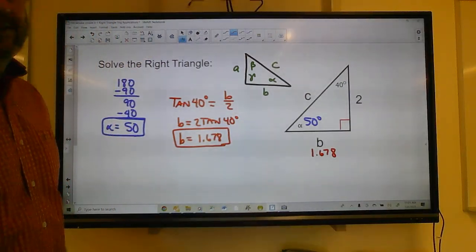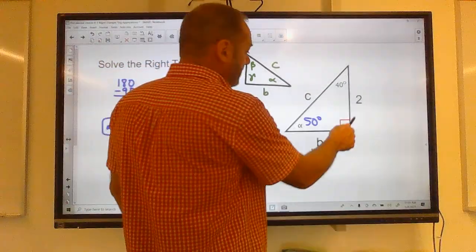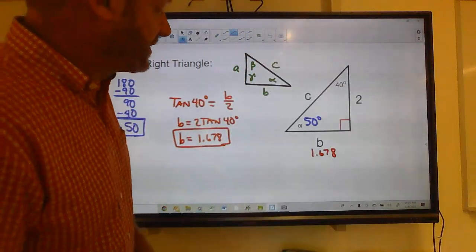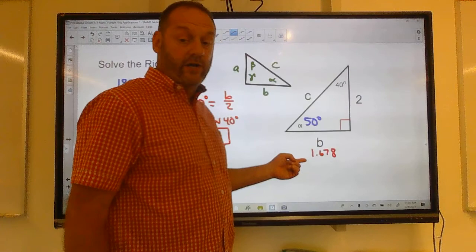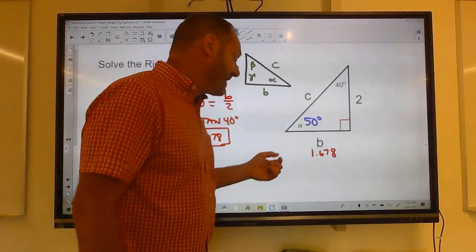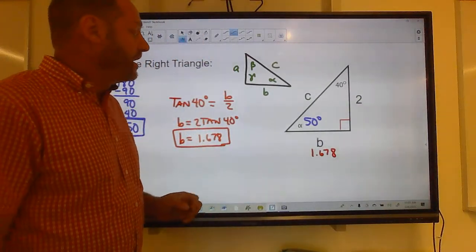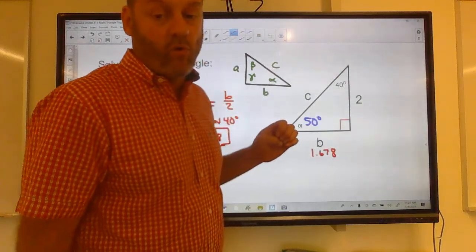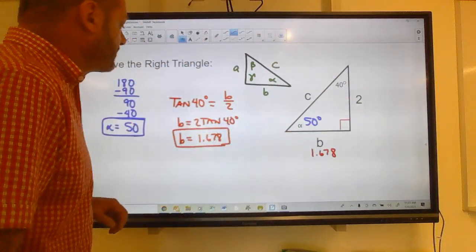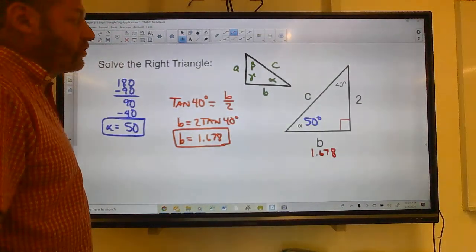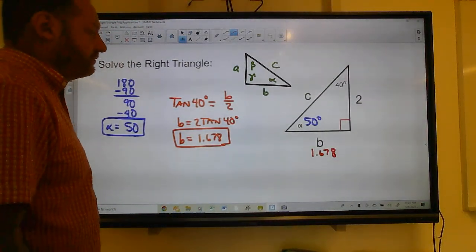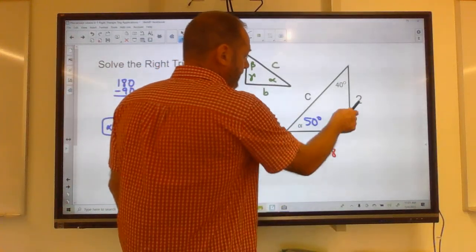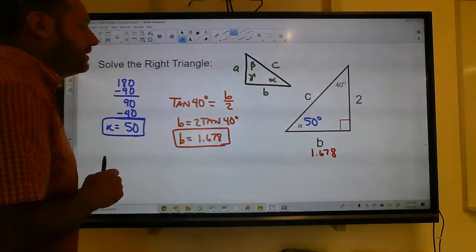Now, some people might be tempted to use the Pythagorean theorem because you know two sides of a right triangle. Don't do that. Because this has error in it. Okay? This is not exactly 1.678. And if I have error and then I use it in another equation, now I have more error. Okay? So I'm going to use things that I know to be exactly true. I know all these angles are exactly those angles, and I know that side's exactly 2.